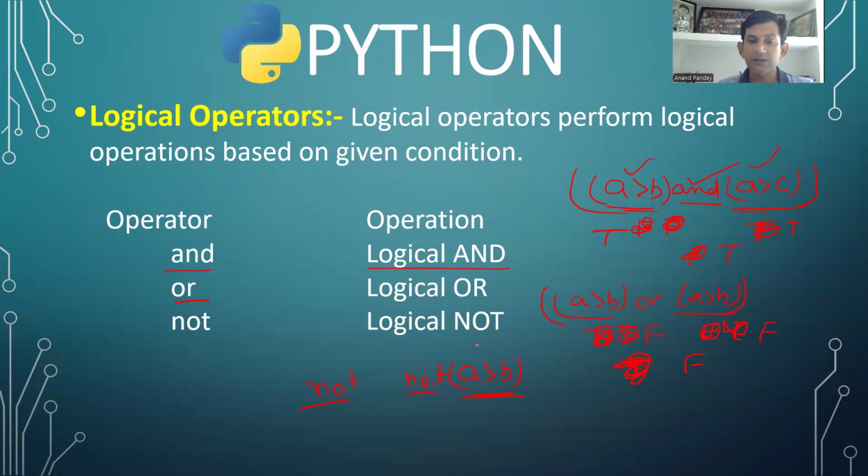Consider a is greater than b, and the result is true. So not will make it false. Not true means false. And consider the result of a is greater than b is false. Not will make it true. Not false means true. So these are the logical operators. It is all about logical operators.